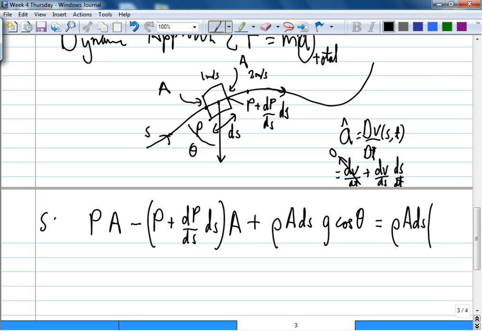Although the system is in steady state, for that parcel of fluid to accelerate there must be some force, and that force comes from here: pressure and gravity. Is that okay? Again, I said steady state, so I'll kill this term off straight away. So we have dv on ds, ds on dt.